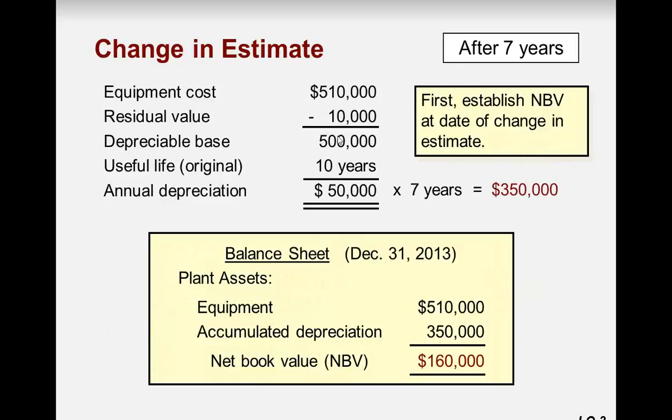At the end of the 7 years, we have used $350,000 worth of depreciation. We had the 510 minus the 10,000, and it was originally for 10 years, $50,000 a year. This means our book value currently is $160,000.